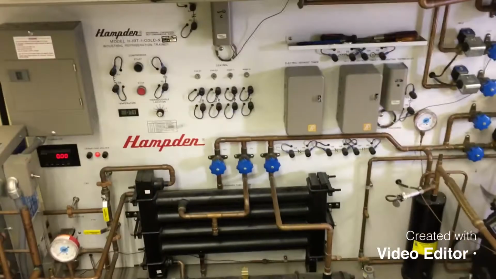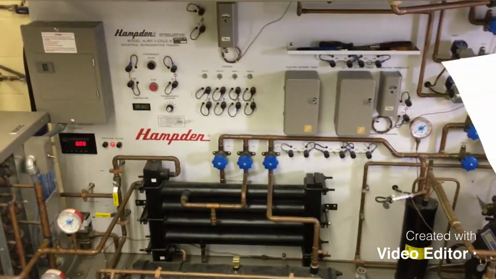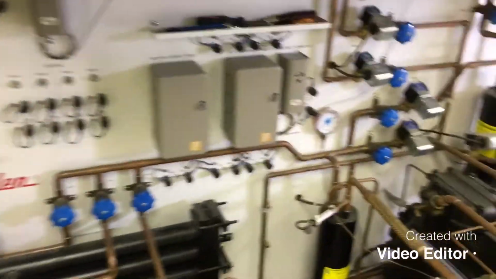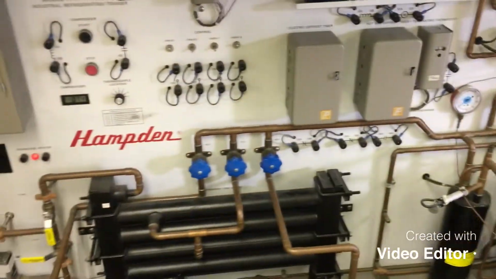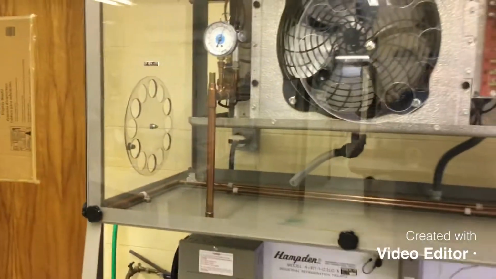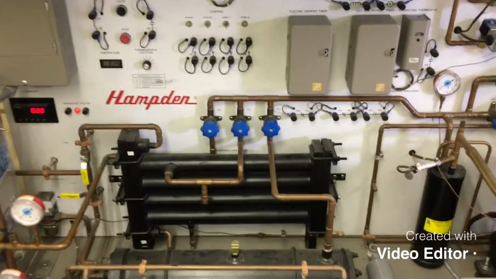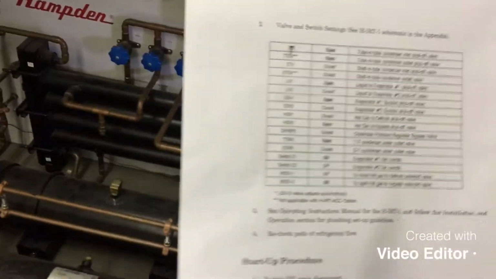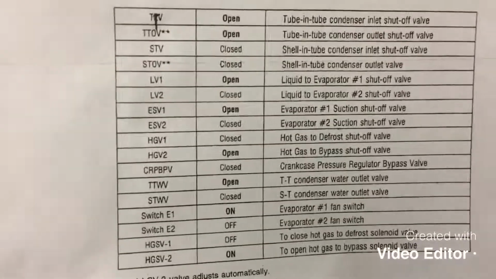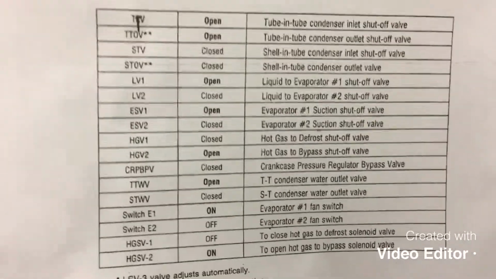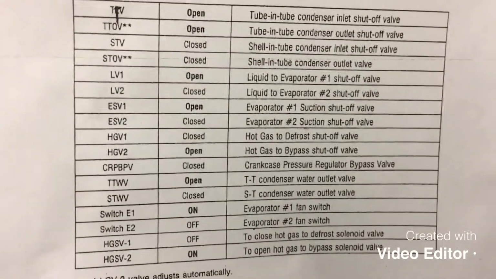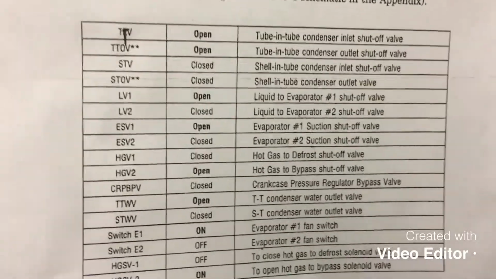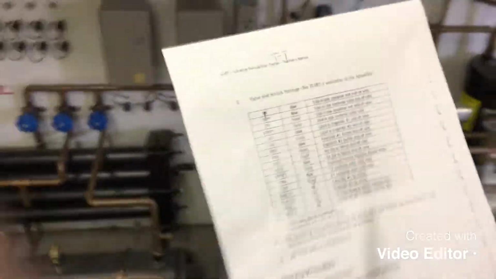So before running the experiment, before we turn on the machine, we need to look at the valves, the blue ones. There are a lot of valves, and we need to adjust them to the required setup. Here is the schedule for those valves. Some valves should be open, some valves should be closed. So let's do it.